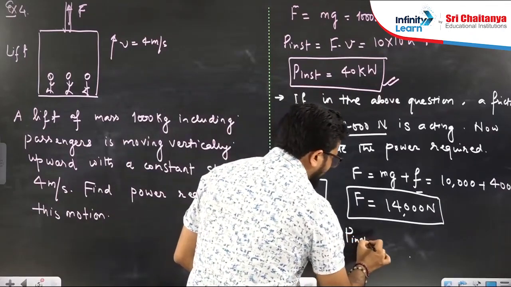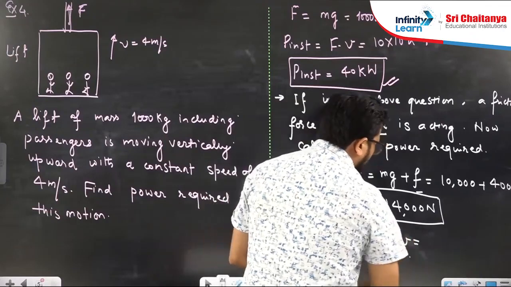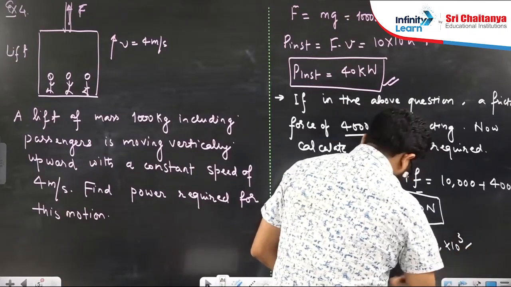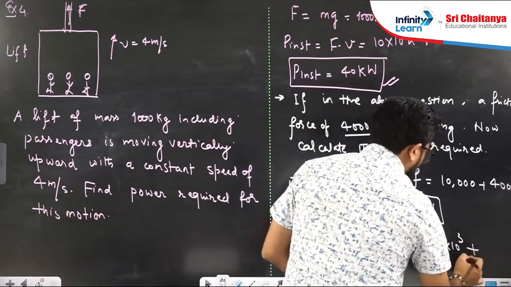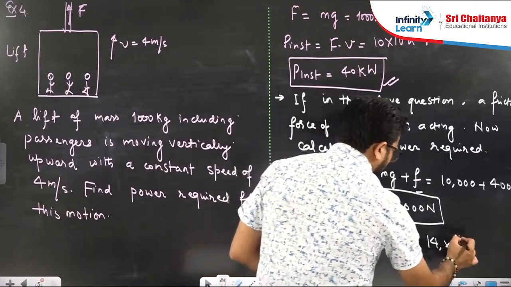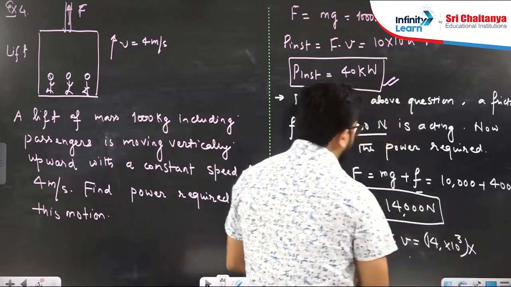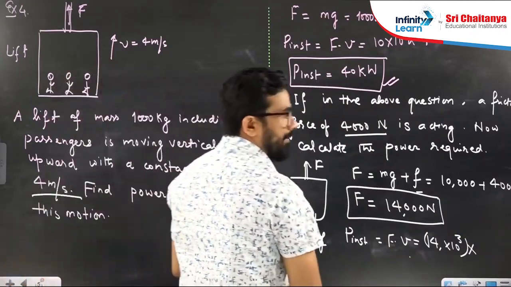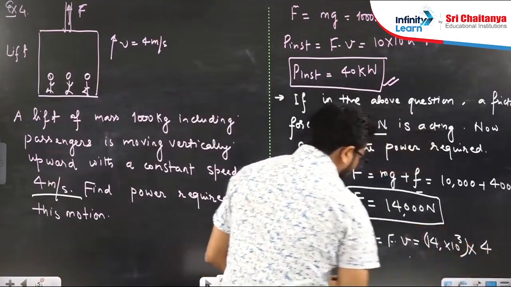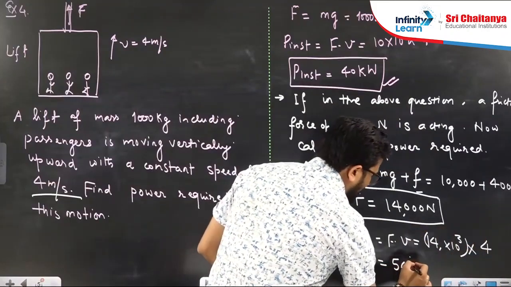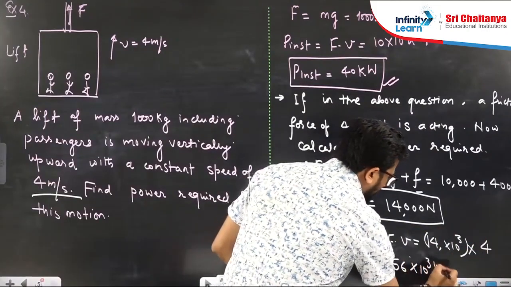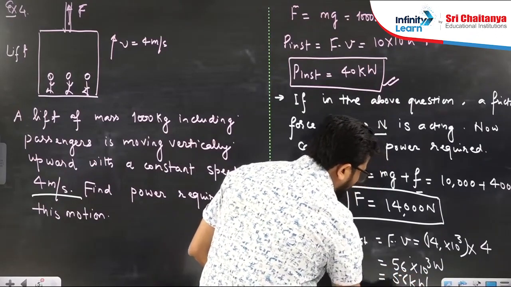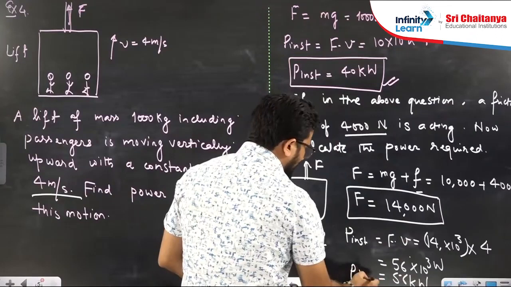So power instantaneous is equal to F into V. What is the F? F we know, 14 into 10 to the power 3, multiplied, not plus, by velocity. Velocity was already given in the previous question, that is equal to 4 meter per second. Now multiply with 4, that would be equal to 56 into 10 to the power 3 watt, or we can say 56 kilowatt.